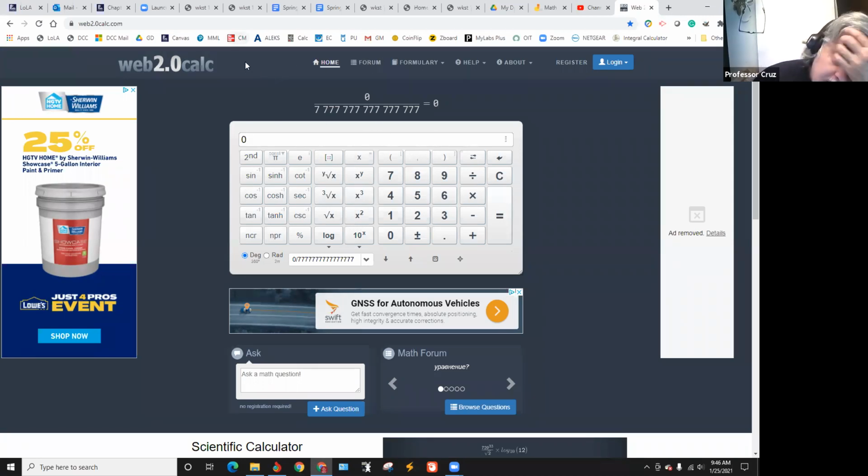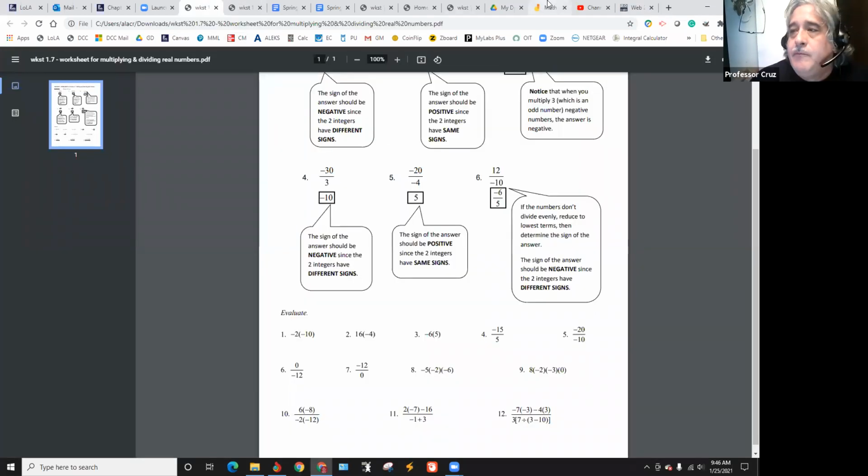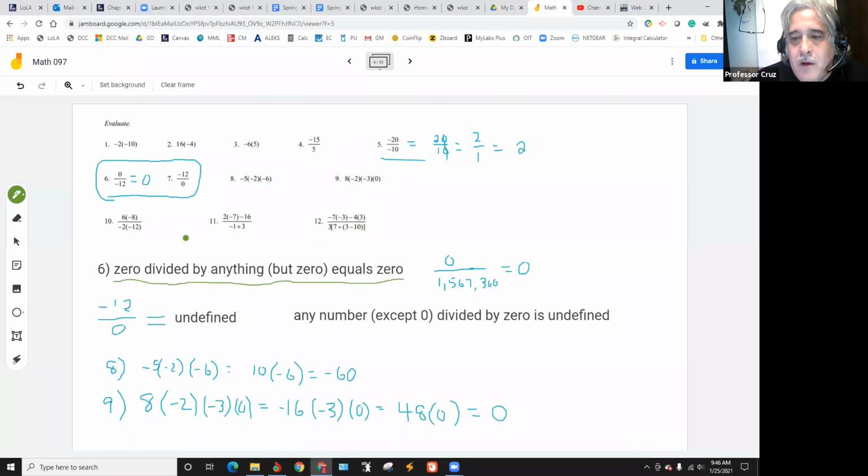Now, here's the other thing. Any number except 0 divided by 0 is undefined. Now, undefined is a way of saying that we don't have any kind of way to reconcile the idea of a number divided by 0 in mathematics. Seems kind of simple, but that's really what it amounts to. So as long as 0 is in the denominator, then we've got an undefined expression.